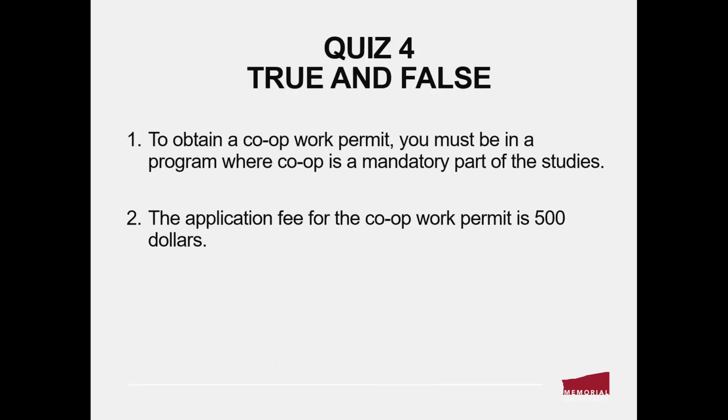And let's look at this quiz. Question number 1. To obtain a co-op work permit, you must be in a program where co-op is a mandatory part of the studies. True or false? True. That's correct. So if you're in a program that co-op is not a mandatory part of the program, you cannot obtain this work permit. Question number 2. The application fee for the co-op work permit is $500. That's false. As we mentioned, it is free of charge. Thank you.